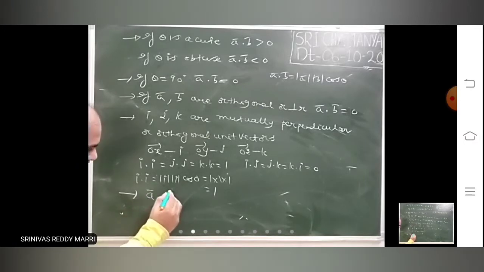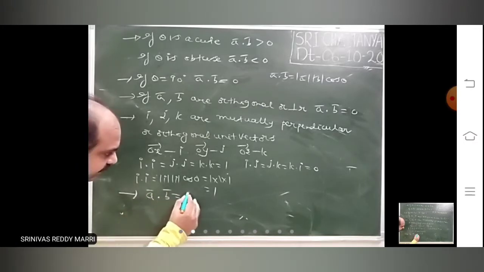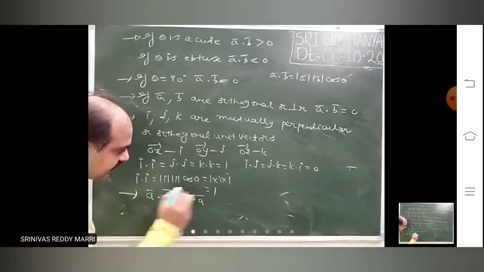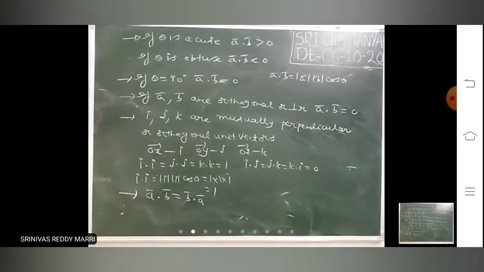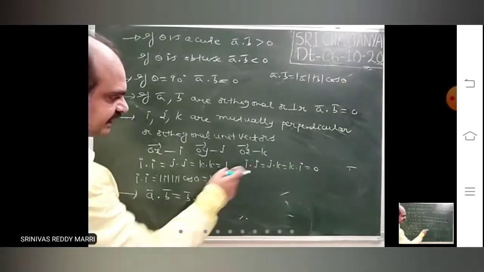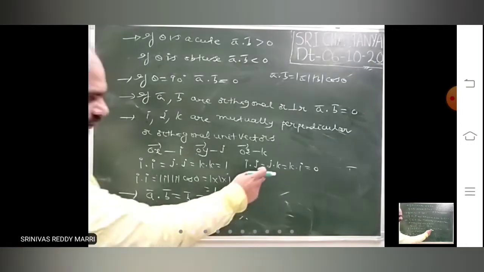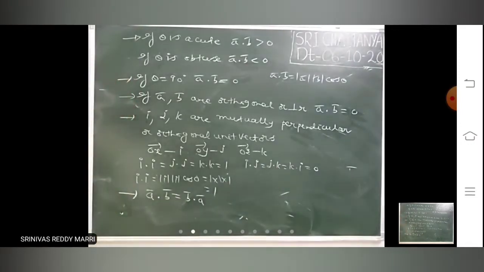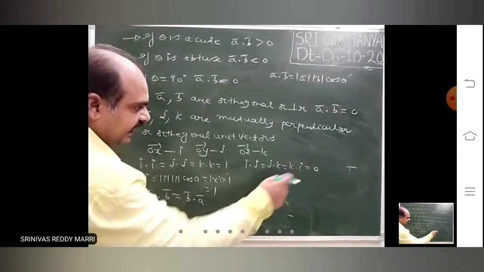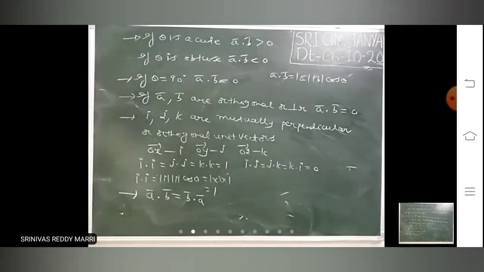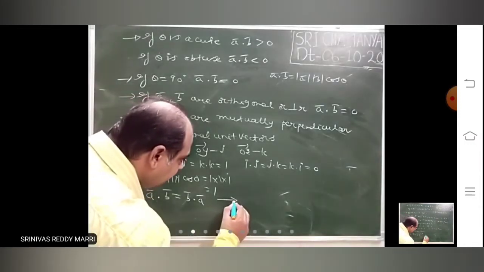Now look at some properties of the dot product. In the dot product, A bar dot B bar is the same as B bar dot A bar. Look, I dot J is 0, and that is equal to J dot I. J dot K is equal to K dot J, and K dot I is equal to I dot K. A bar dot B bar equals B bar dot A bar.